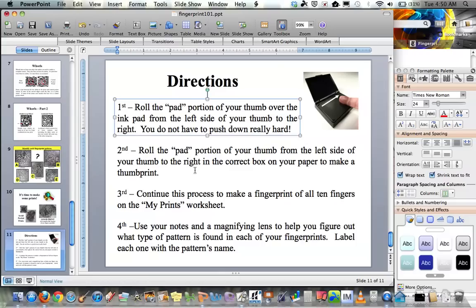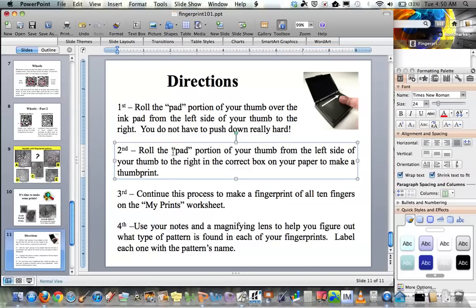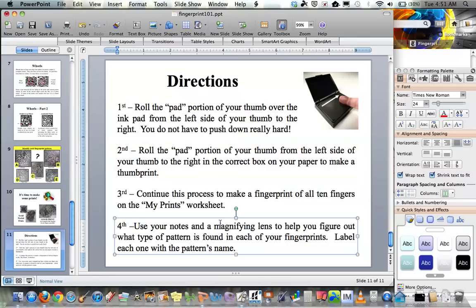Okay. Then what you're going to do to take the print is roll that pad portion back across the paper that you're going to leave it on. Okay, and I don't have any magnifying lenses today for you to look through, but we can talk a little bit more about that on Thursday as well.